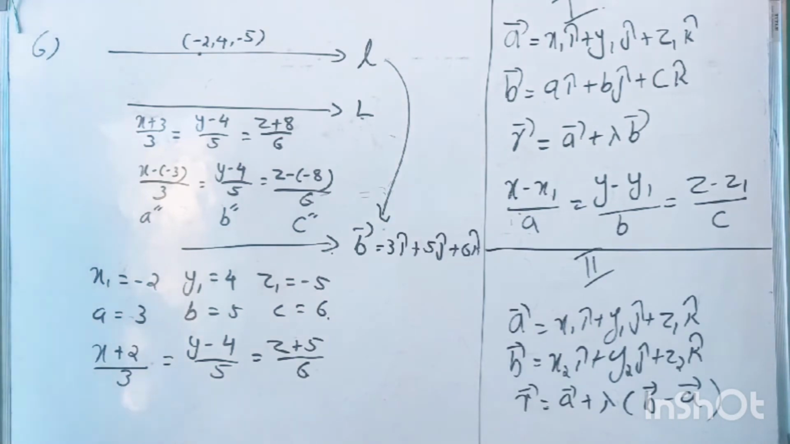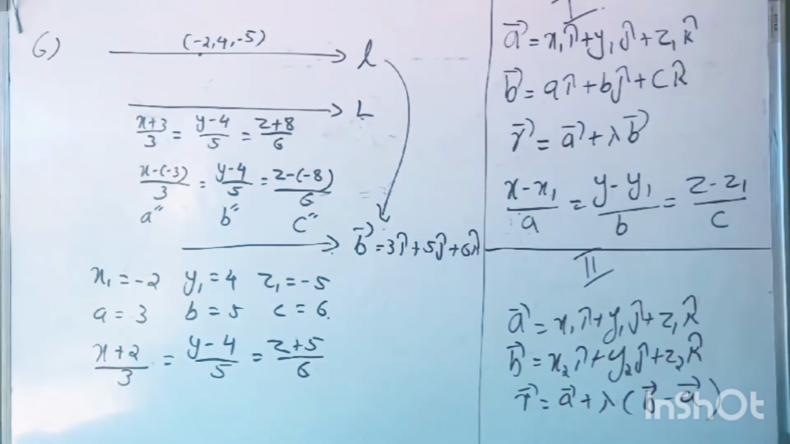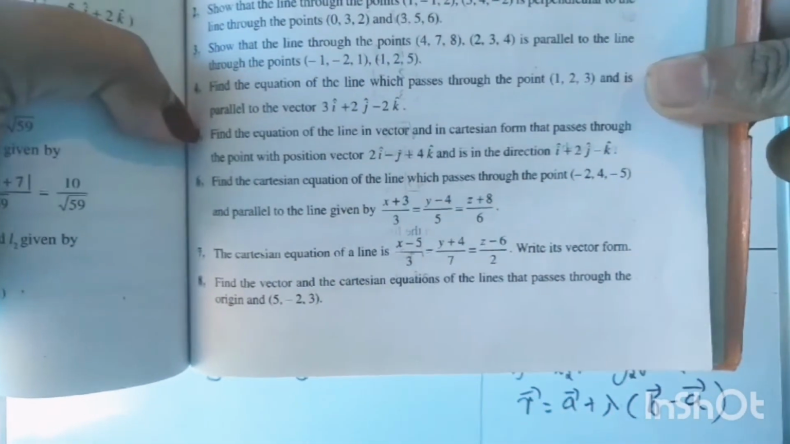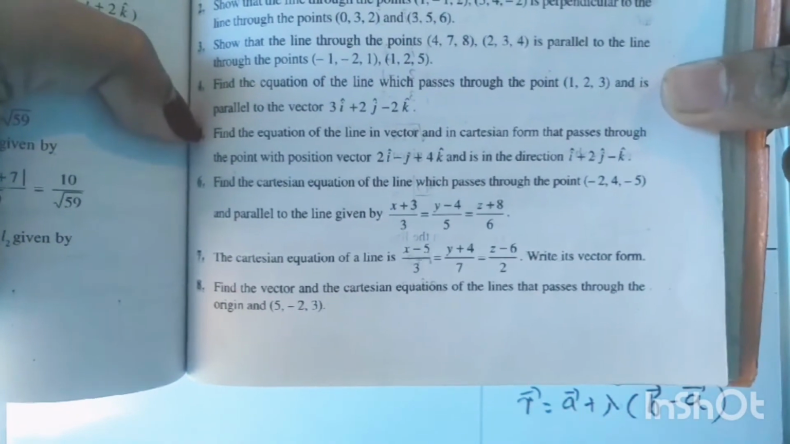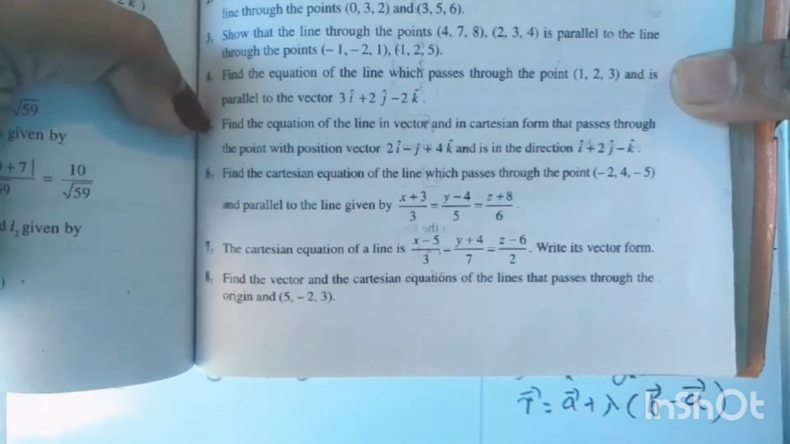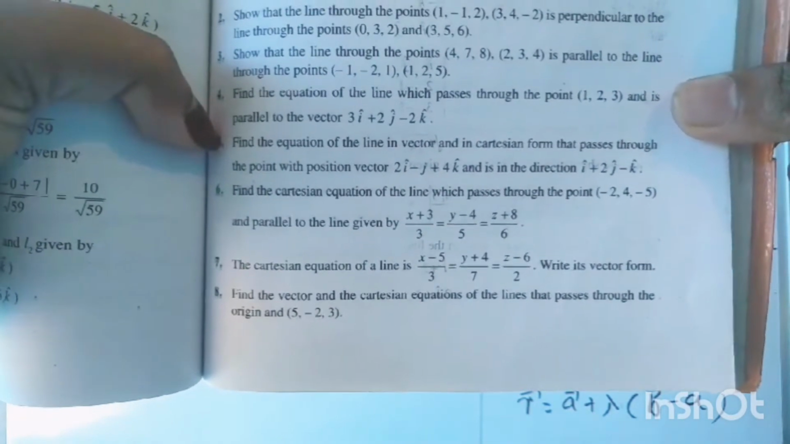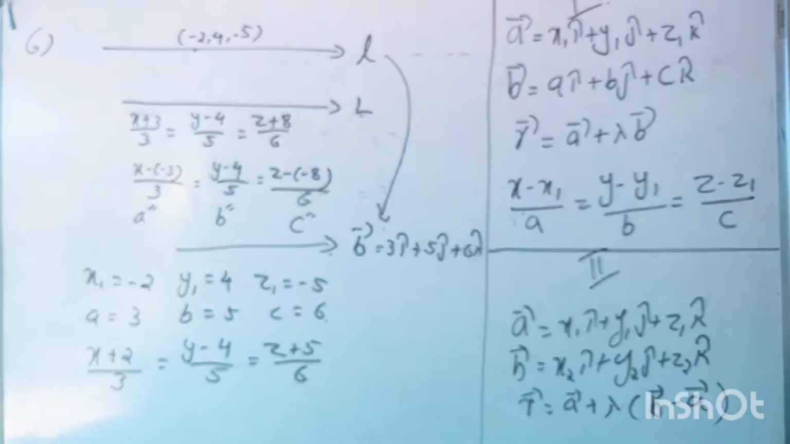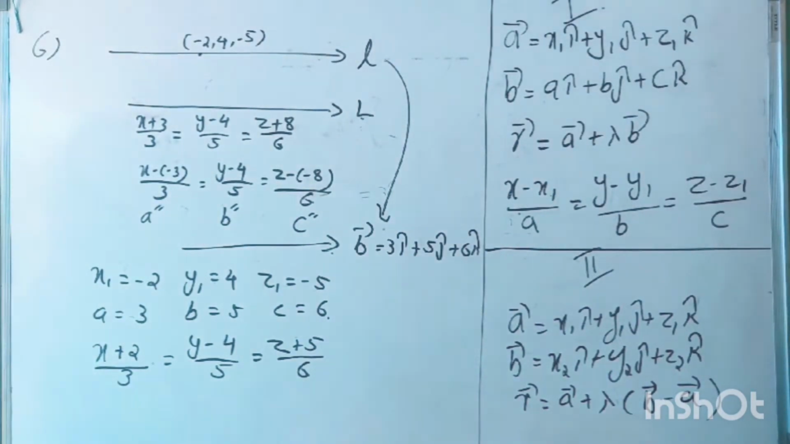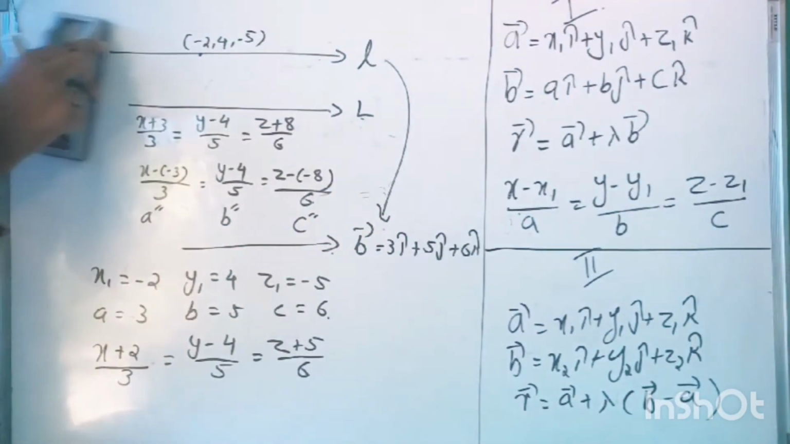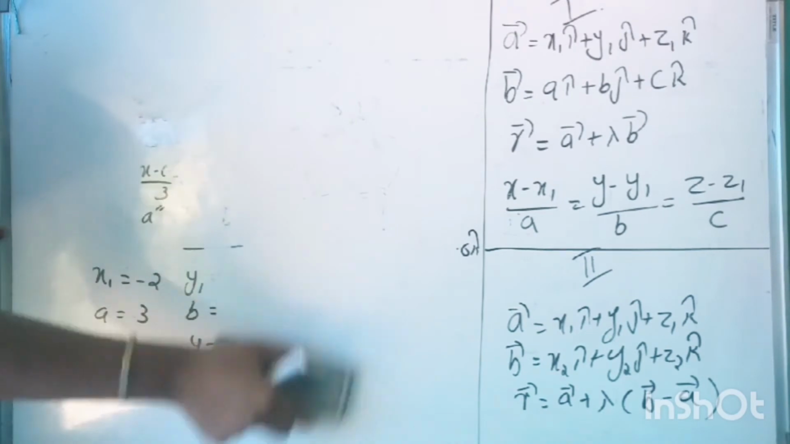This is our Cartesian equation of the line. Now we are going to do the 7th question. The Cartesian equation of a line is (x minus 5) by 3 is equal to (y plus 4) by 7 is equal to (z minus 6) by 2. Write its vector form.